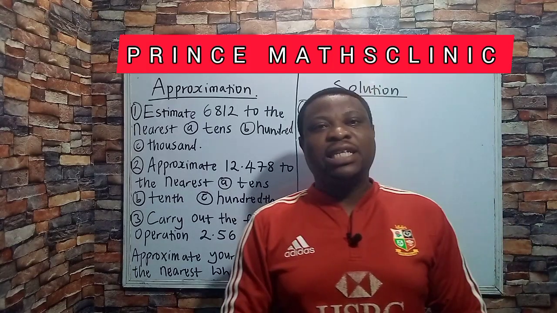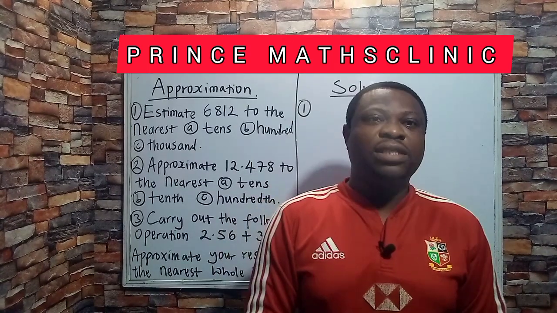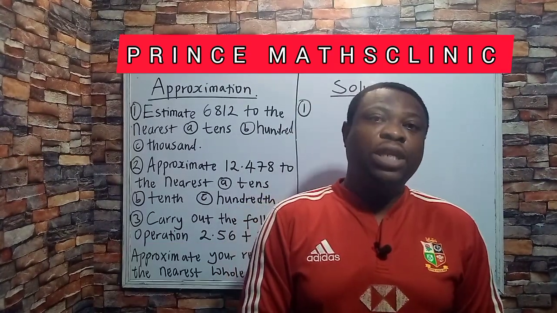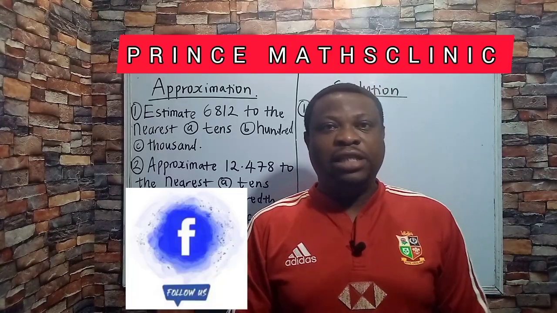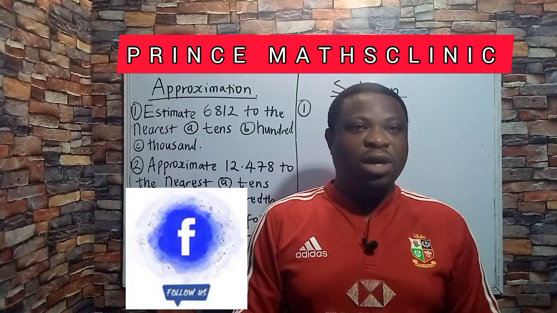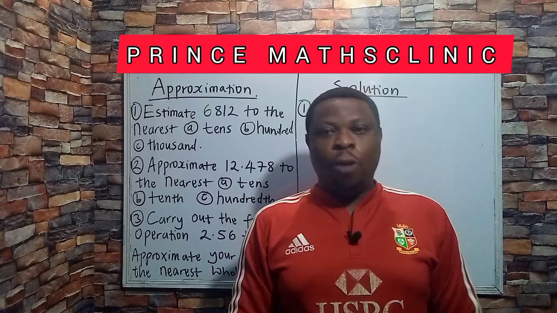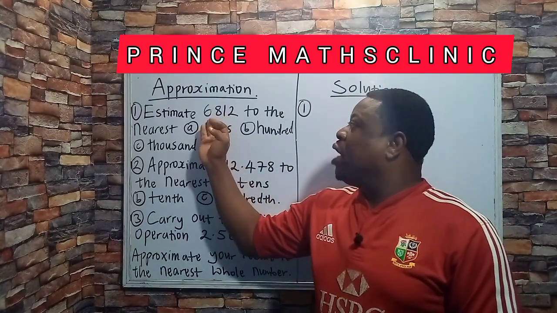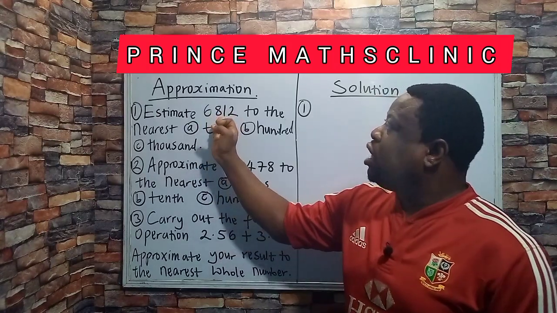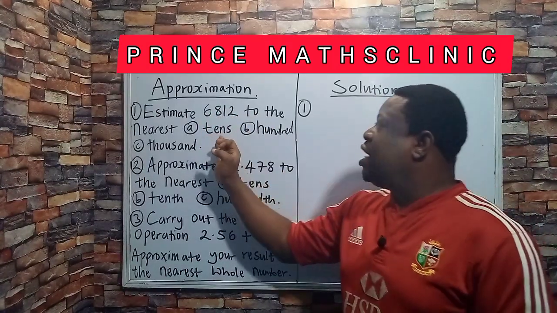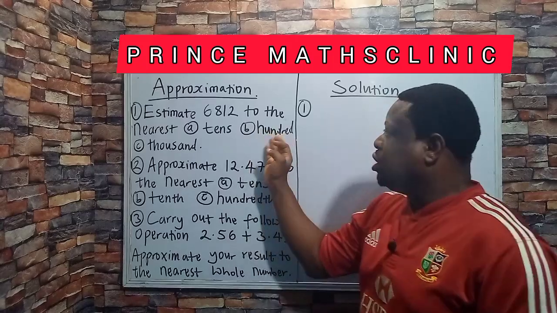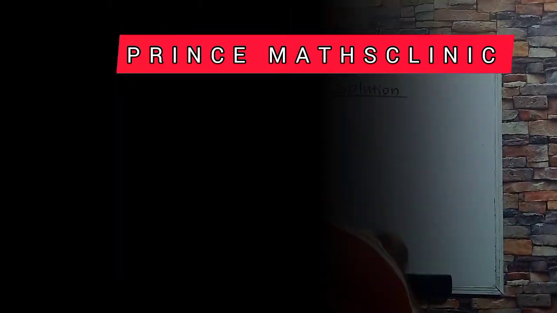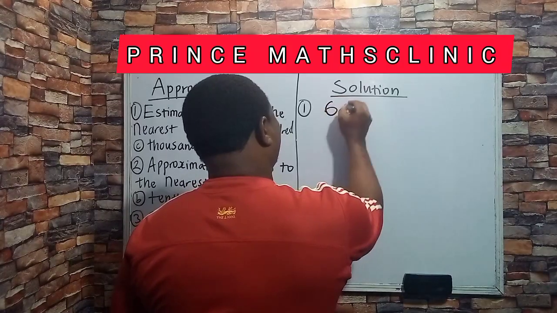Remember that in the last class, we explained that approximation is the process of what? Using estimated numbers to carry out mathematical operations. In this question, we are asked to estimate 6,812 to the nearest tens, hundred, and thousand. So let us look at the solution.